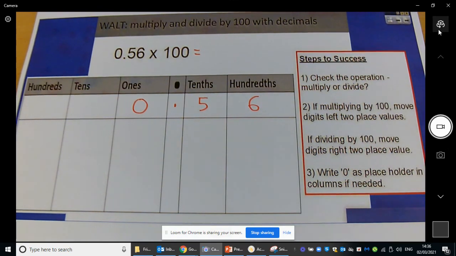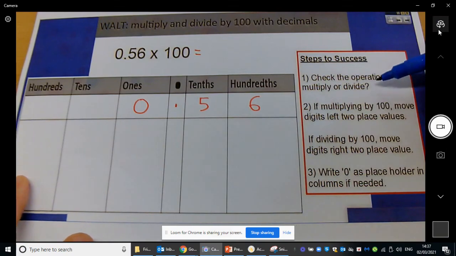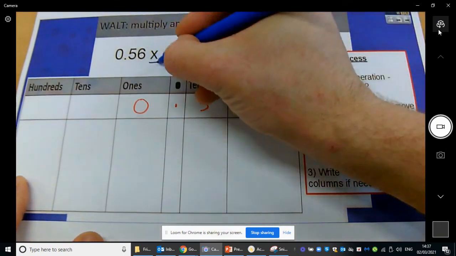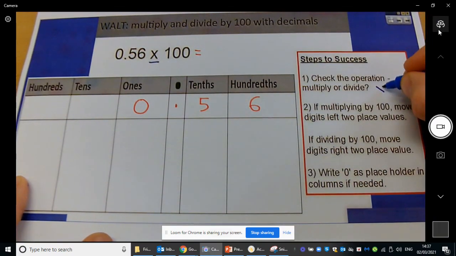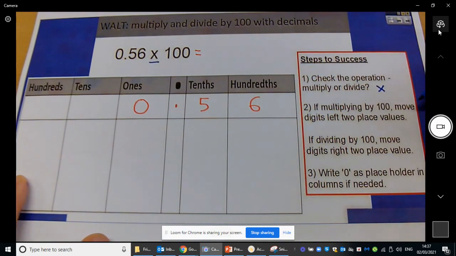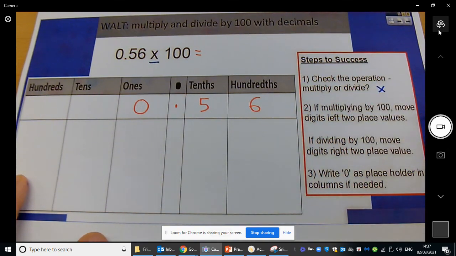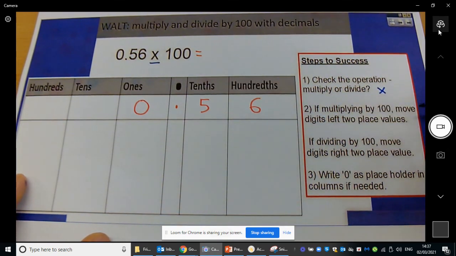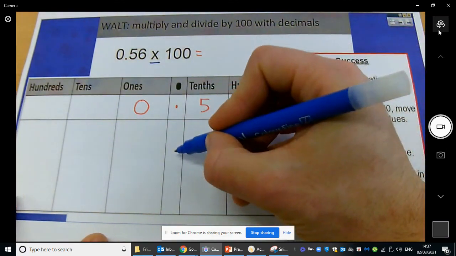Right, guys, let's see how you got on there. So, of course, check the operation. Multiply or divide comes first. Is it multiply or is it divide? It's going to be multiply. If multiplying by 100, move the digits left 2 place values. Does this step apply to us? It definitely does. So we're going to move them left 2 place values.